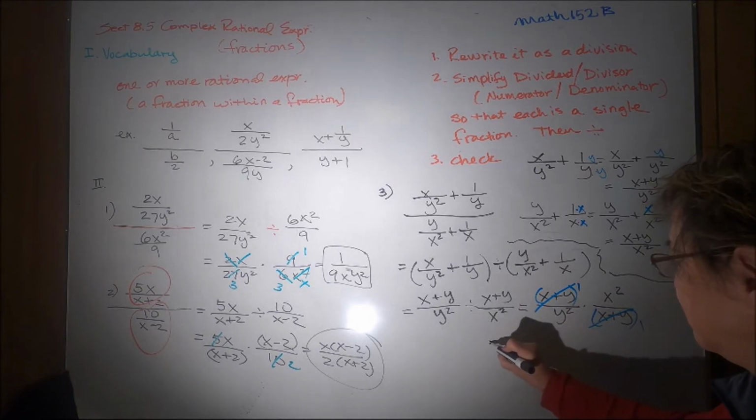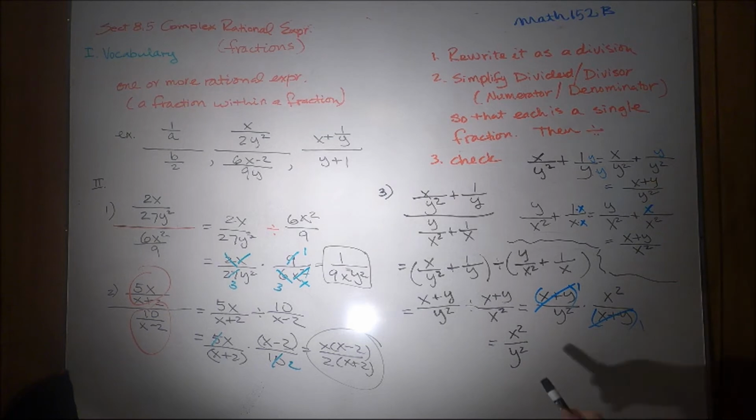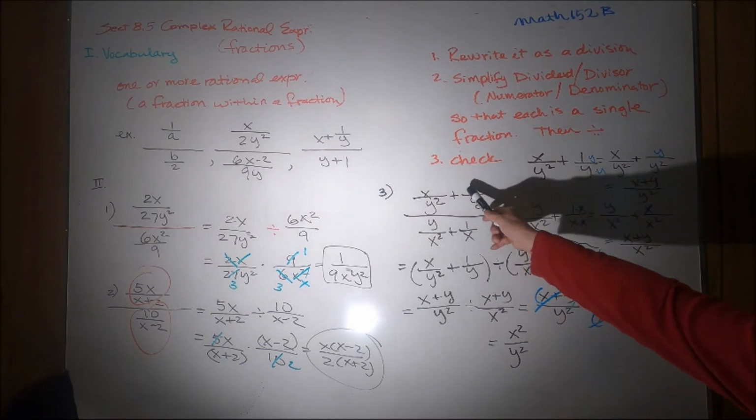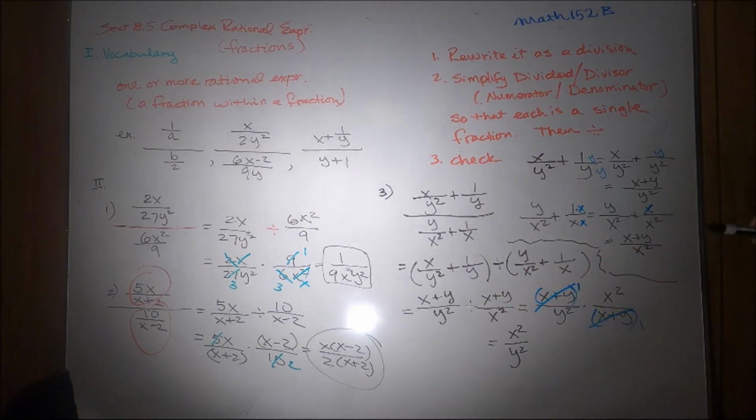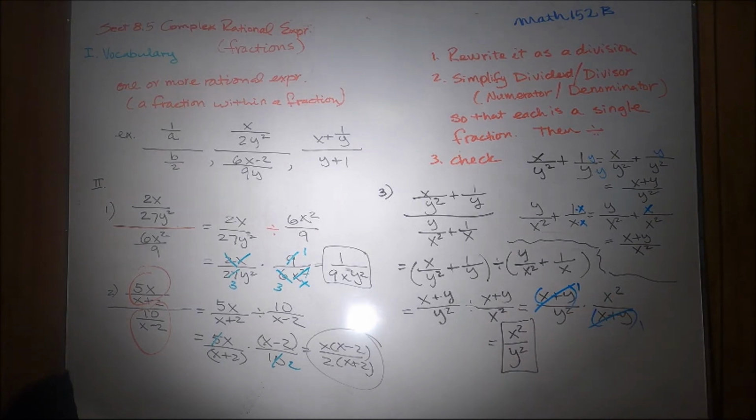Then what do we have? We have x squared over y squared. Would that be much simpler than the original complex rational expression? Is that right? So that would be your answer.